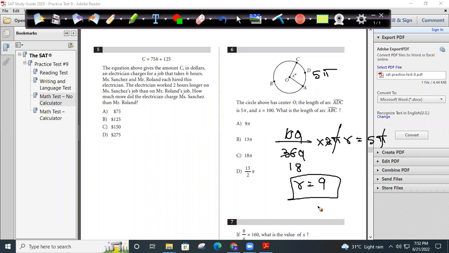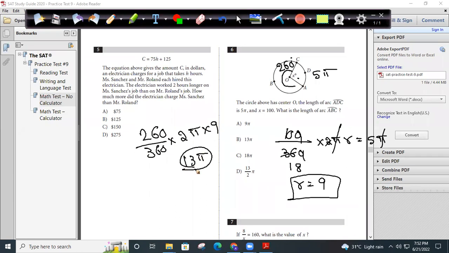Then using the length of arc formula for ABC, I substituted the radius. Since this is 100, I know this is 260. That is what Mayuka says. So 260 by 360 into 2 into 5 into 9. I use this formula and I got 13 pi. Very good. This is one way of solving. But mine is a bit easier because I like the methods. This definitely I can solve.